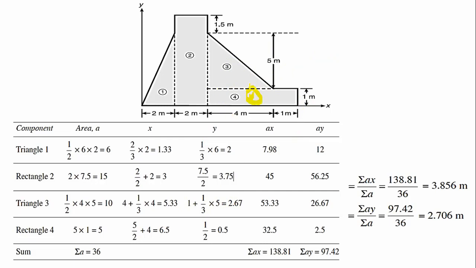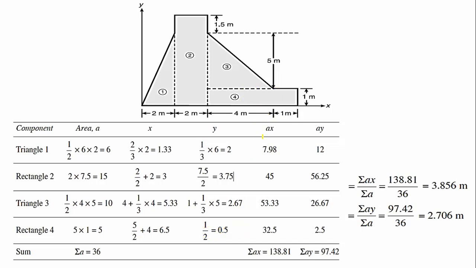Next, we will take this rectangle. Its x value will be the distance from here till here. This is 4 meters. Then the total width is 5 meters. B by 2, that is 5 by 2 plus 4. Next, this is the centroid of the rectangle, so this distance is required. The total height is 1 meter, that is d by 2, that is 1 by 2, equal to 0.5. You will get these y values.